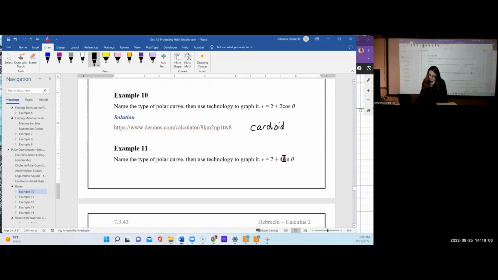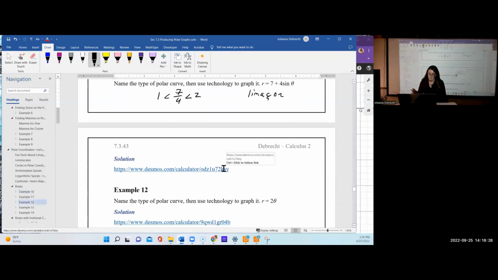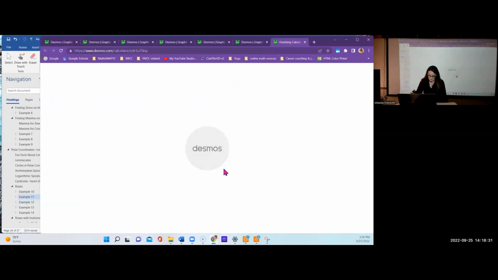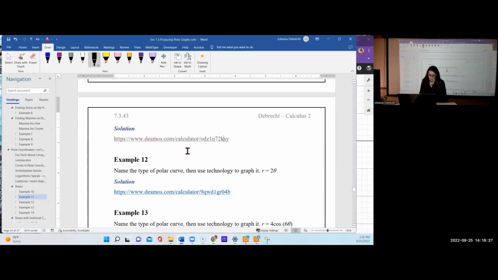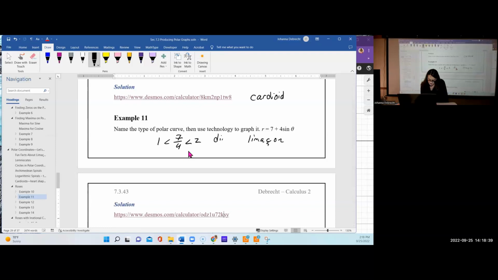Now the next one down here, 7 plus 4 sine of theta, this is going to be a limacon. Oops, messed up my C with a squiggle on the bottom. So this is a limacon, and I can look at 7 divided by 4, which is between 2 and 1, which must mean that this one has a dimple in it. So let's go ahead and see if it does in fact have a dimple. So it should have a dimple, and there it is, right? And so we should probably write dimpled limacon, right?